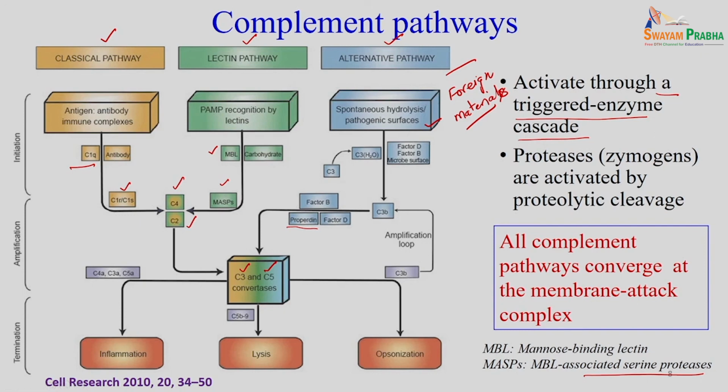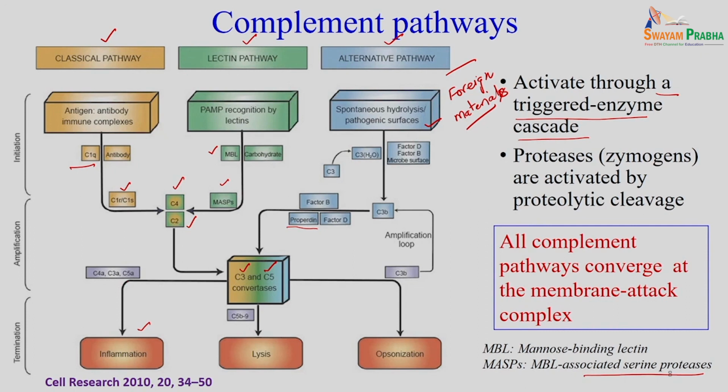and in all three pathways, they end up with three final responses or three final outcomes, that is the inflammation. So, for the inflammation, C4a, C3a and C5a are responsible.